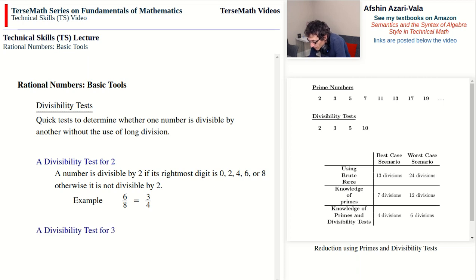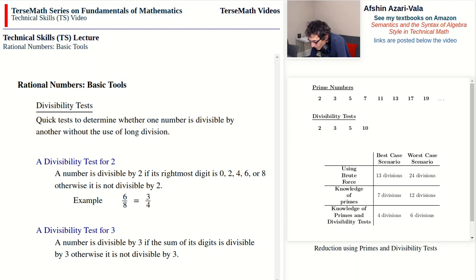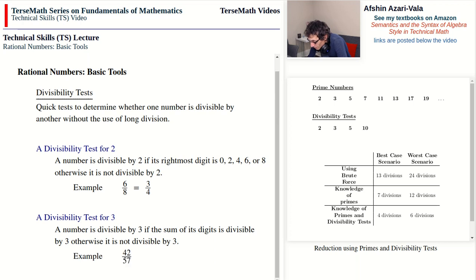For 3, there is a test. Most people don't know about this one. It's actually a very interesting kind of test. It says that a number is divisible by 3 if the sum of its digits is divisible by 3. Otherwise, it is not divisible by 3. As an example of this, let's say that we want to reduce 42/57.